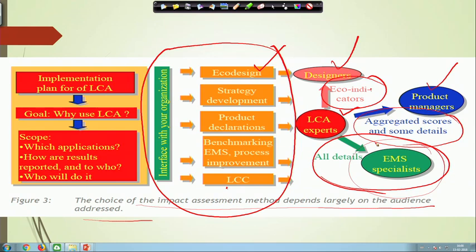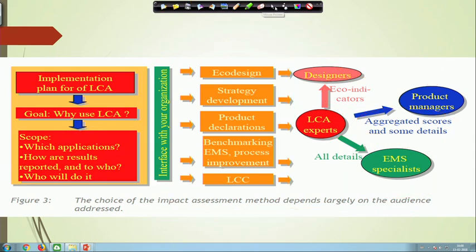So, depending on who is going to use the data, who is going to use that information, you interpret it in a way so that it becomes useful for that particular person to use it. So, that is how, but the basic concept is the same, trying to reduce the environmental footprint of any product, process or system. That is the goal of any LCA exercise.